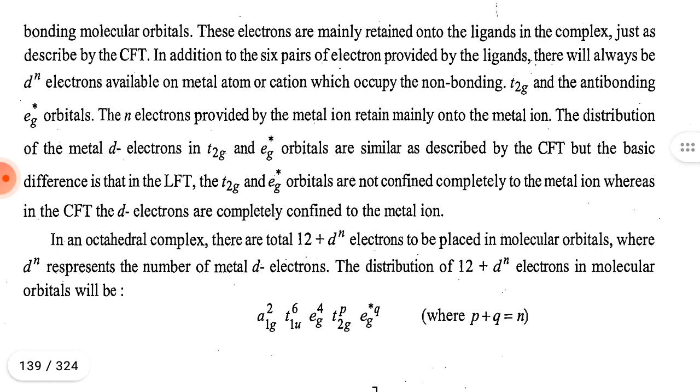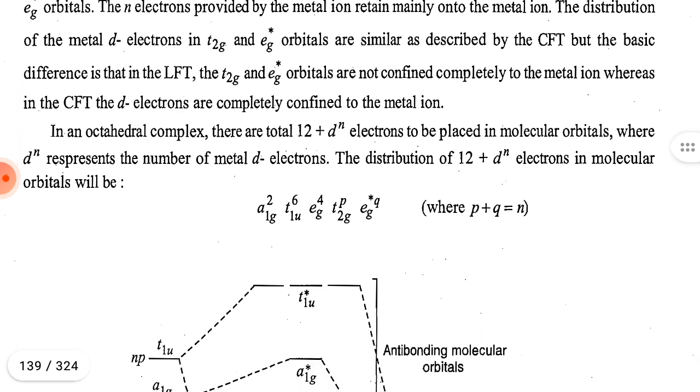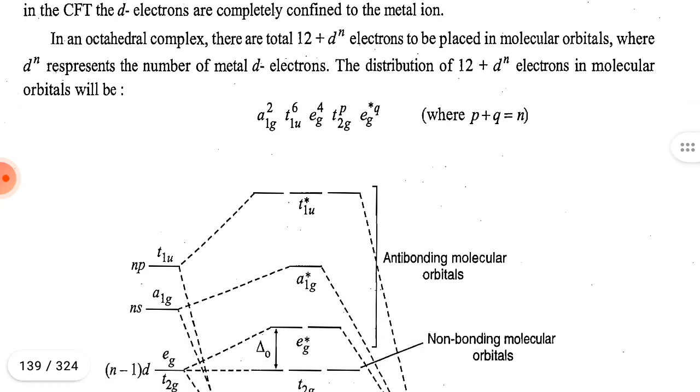The distribution of the metal d electrons in t2g and eg* orbitals is similar to that described by CFT. But the basic difference is that in LFT, the t2g and eg* orbitals are not confined completely to the metal ion, whereas in CFT, the d electrons are completely confined to the metal ion. In an octahedral complex, there are a total of 12 plus d^n electrons to be placed in molecular orbitals, where d^n represents the number of metal d electrons.